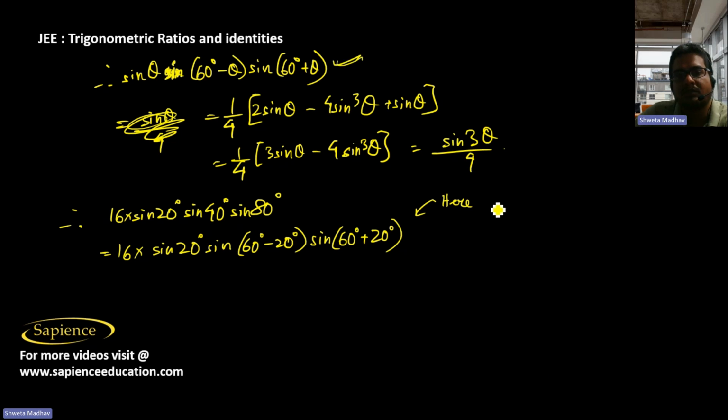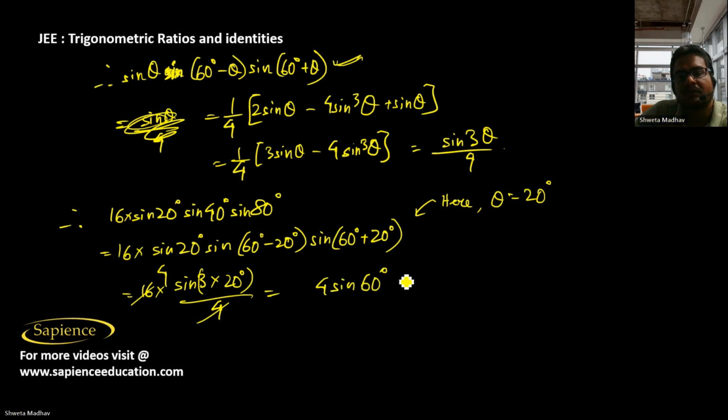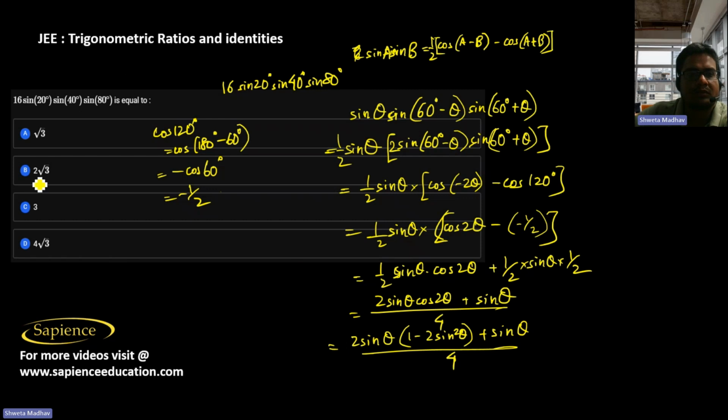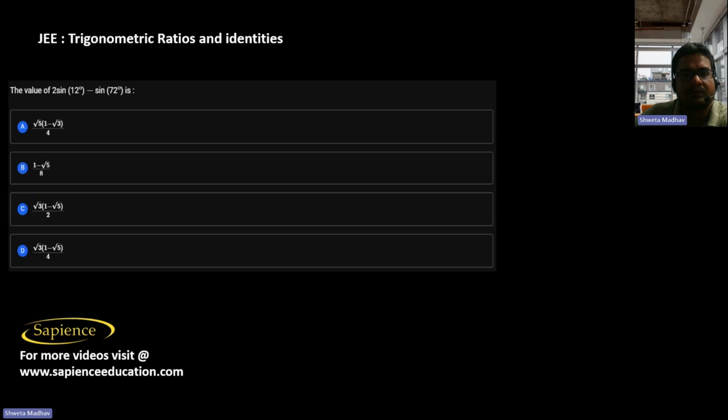In this form only it is coming, where theta is 20 degree. So therefore this will be equal to 16 into sine 3 theta by 4, means 3 into 20 degree by 4. Which means 4 4s are 16, so it will be 4 into sine 60 degree. Now sine 60 is root 3 by 2, so it will be 4 root 3 by 2. So 2 2s are 4, so 2 root 3 is the answer. So option B is the correct answer.